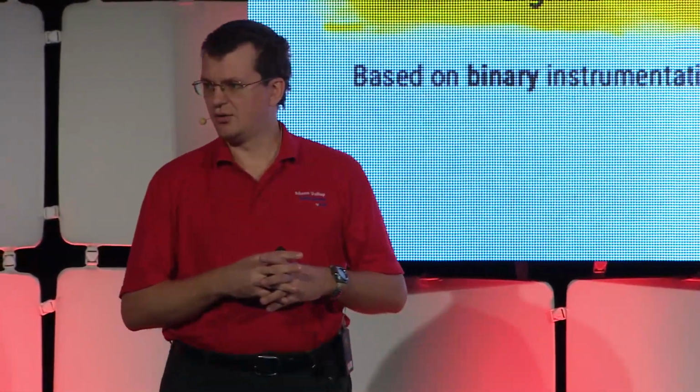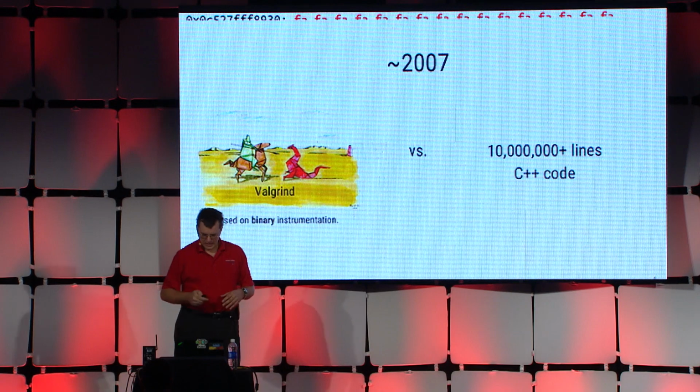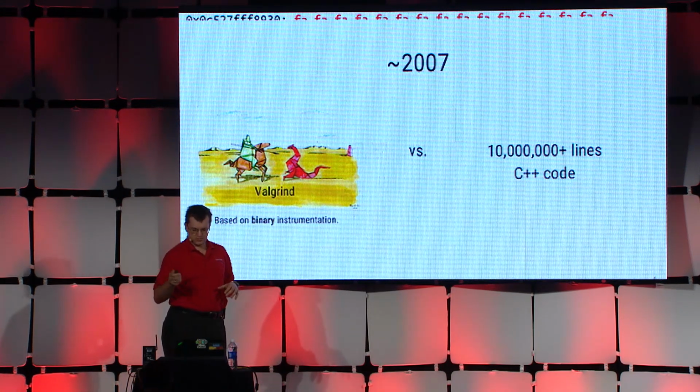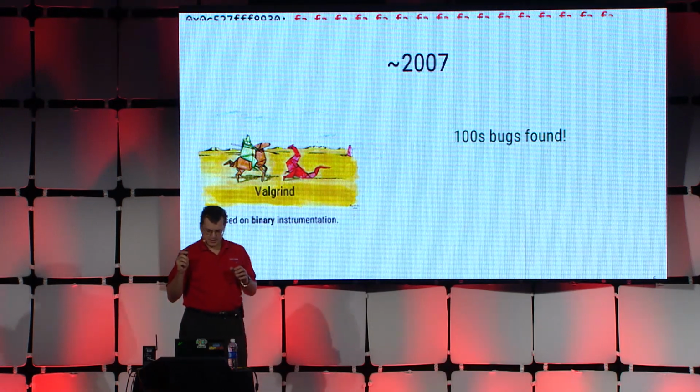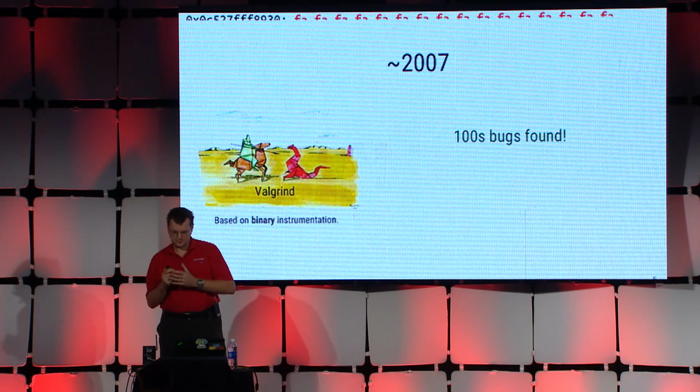I've joined Google about 8.5 years ago. And soon after that, we started using and deploying Valgrind dynamic analysis tool on our C++ code base, which at that time was already many tens of millions of lines of code. By the way, how many of you have heard about Valgrind? Good, good. So Valgrind is based on binary translation, and it's one of the weaknesses of this tool. Still, we found lots of bugs, like many hundreds of bugs, maybe even thousands.